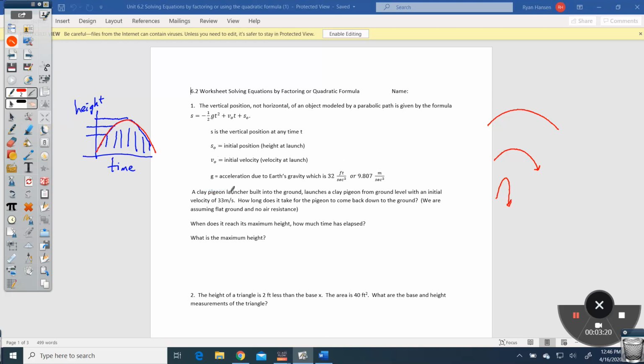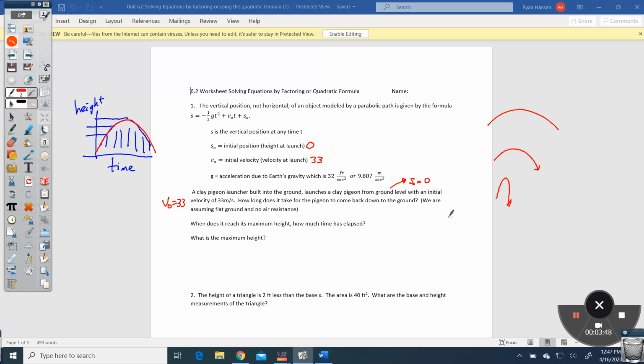It says a clay pigeon launcher built into the ground launches a clay pigeon from ground level. So this means that the original position that it leaves from is zero. So little s sub naught is zero. Initial velocity, so v naught equals 33. So if I plug stuff in here, that'd be a 33, and this would be zero. How long does it take for the pigeon to come back down to the ground?